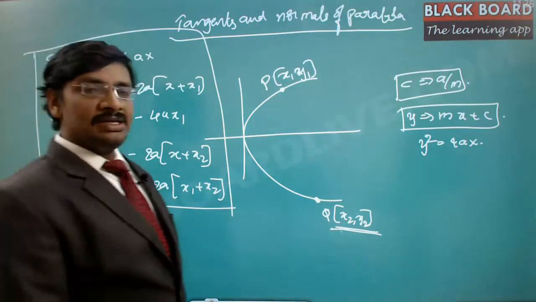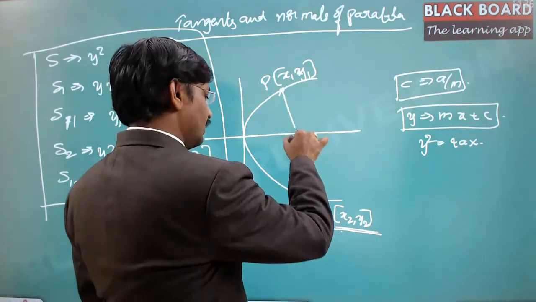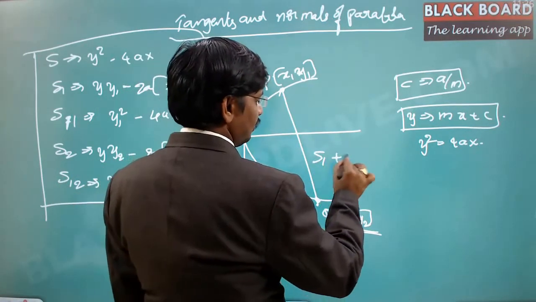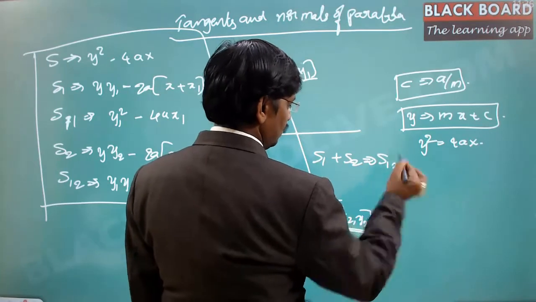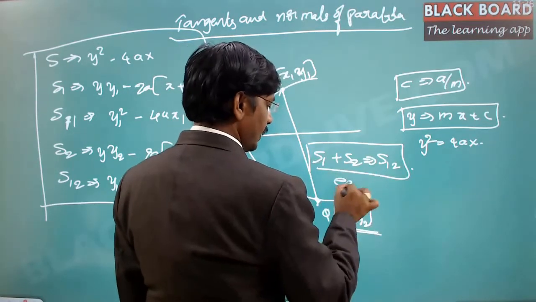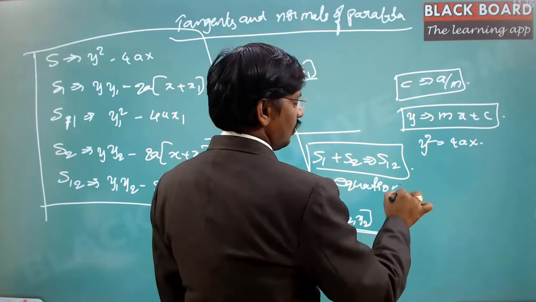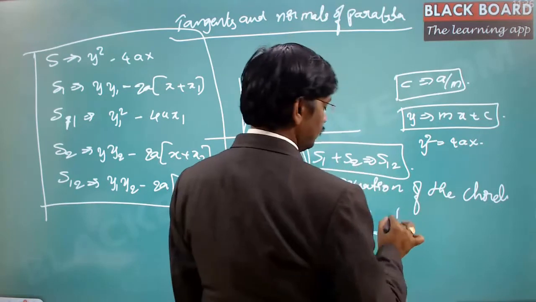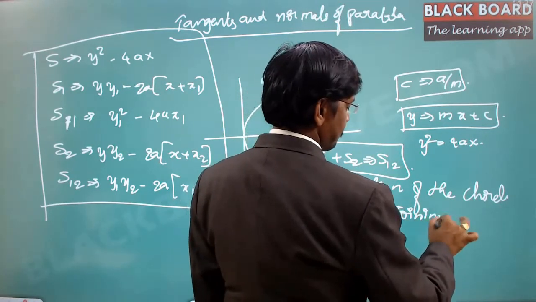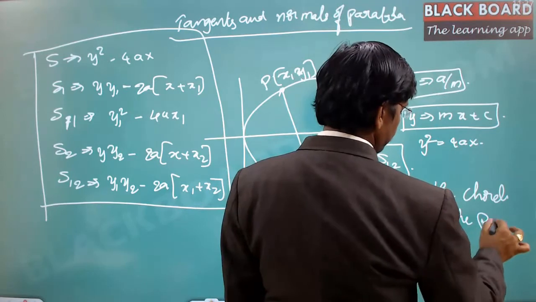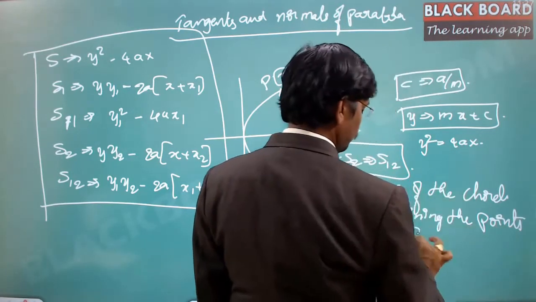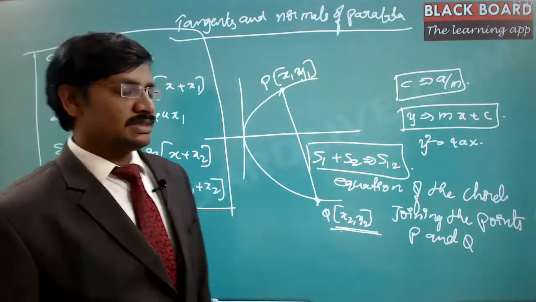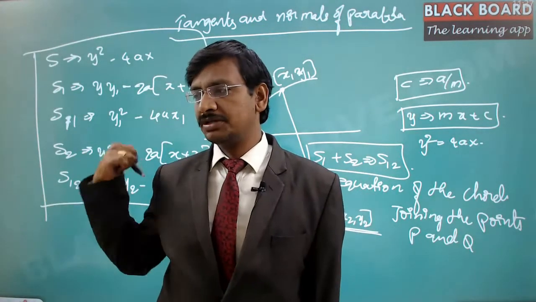Now the line joining these two random points, whatever I have selected, has the equation S1 plus S2 is equal to S12. So this is the equation of the chord joining the two points P and Q. So this is the equation. Now here we need to understand how it is going to be. So this is the standard convention that we are going to use.